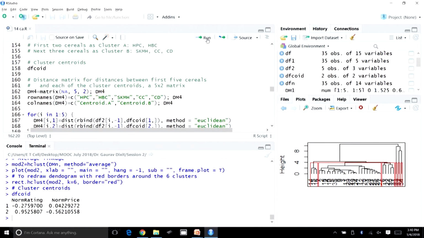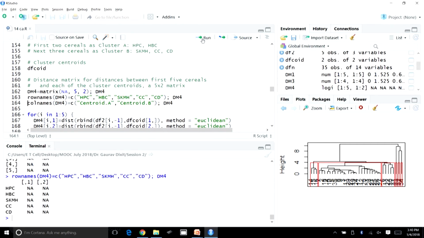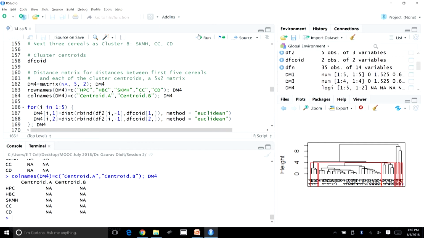So, this will actually give us a 5 cross 2 matrix. So, we will have to initialize this. This is the 5 cross 2 matrix that we are going to initialize. The names are these abbreviations of these cereals. So, let us run this code, and then on the column side we have 2 centroids, centroid A and centroid B. So, let us compute these distance values.